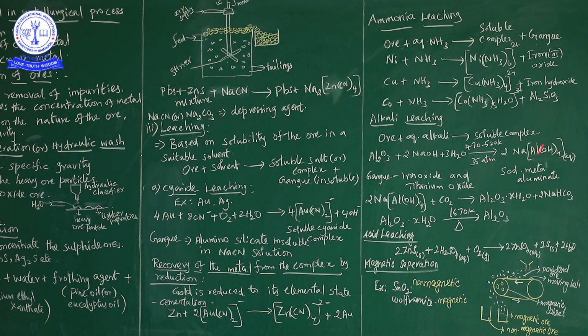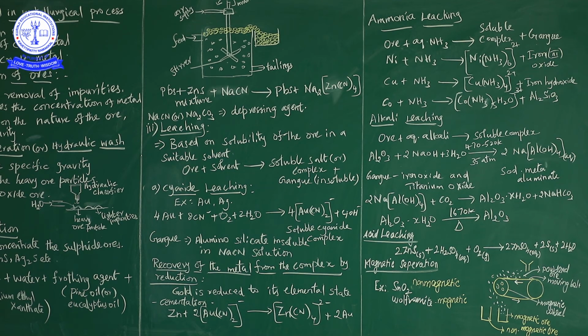The soluble sodium meta-aluminate solution is filtered, cooled and neutralized by passing carbon dioxide gas. We get the hydrated alumina, Al2O3 with water molecules. So, it is a hydrated alumina. The hydrated alumina is further heated to 1670 Kelvin, and pure alumina is obtained.